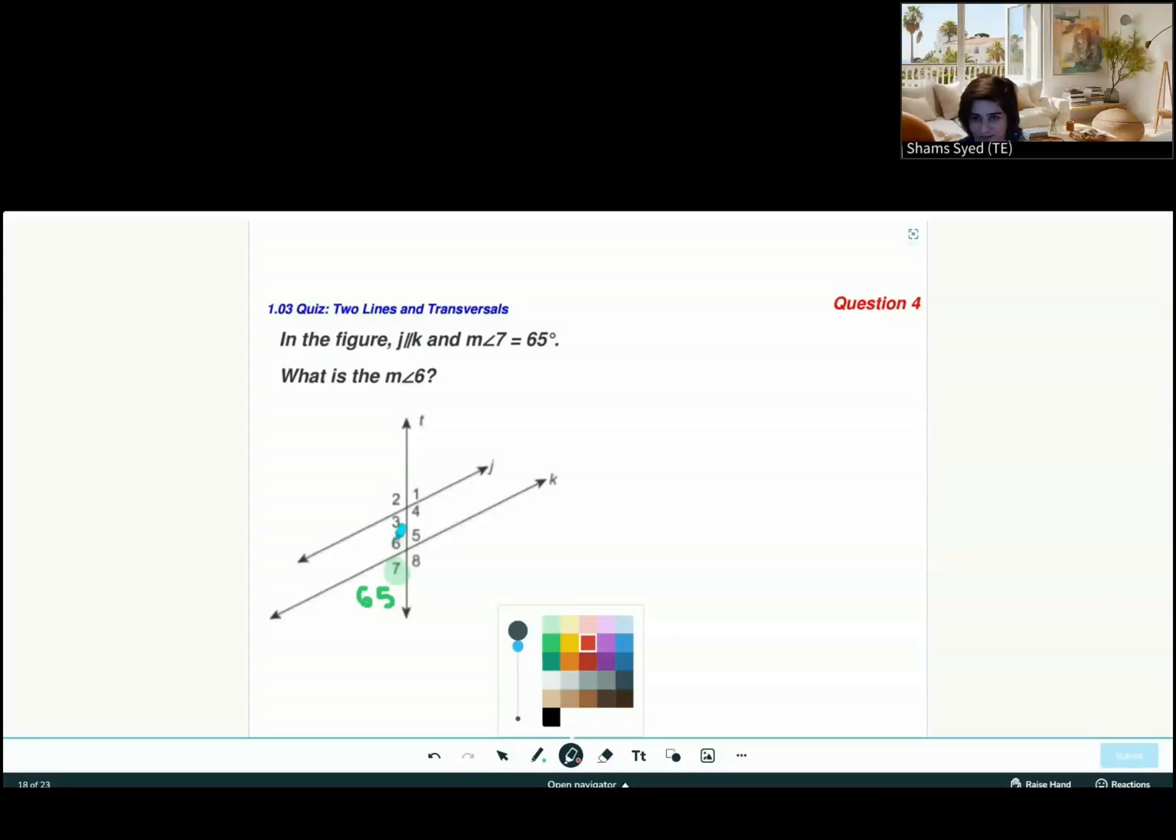Bryson, you are right. Notice 6 and 7 lie on a straight line. See, angle 6 and angle 7 are lying on a straight line. They are going to be equal to 180. Absolutely, Josiah. And they're going to be equal to 180. So, angle 7 plus angle 6 should equal 180.